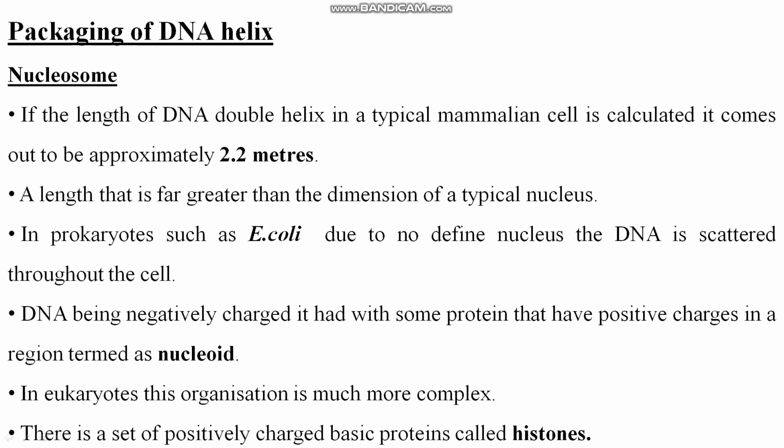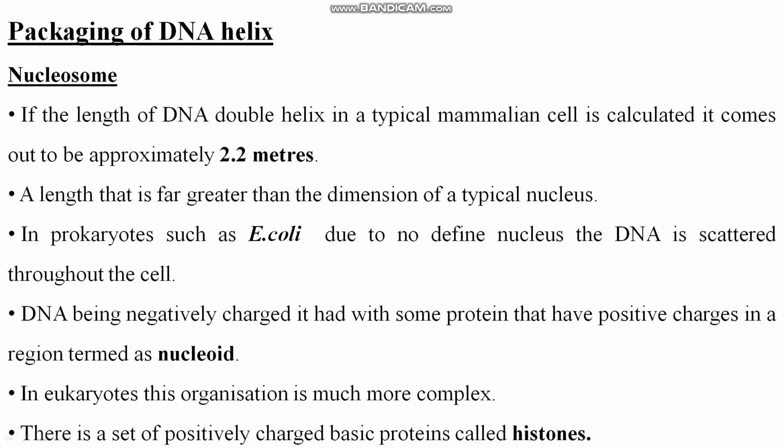DNA being negatively charged is held with some proteins that have positive charges in a region termed the nucleoid. So DNA is present throughout the cell with the help of binding with protein, right? Because DNA has a negative charge and protein has a positive charge. In eukaryotes, this organization is much more complex.